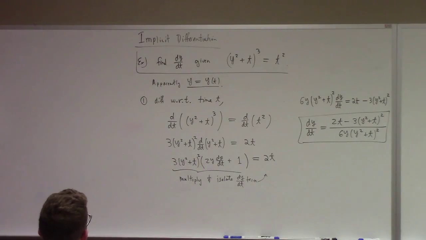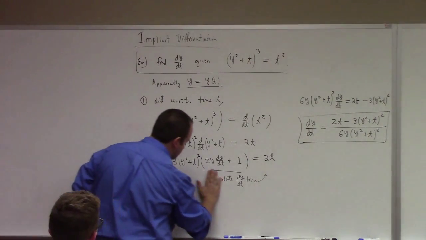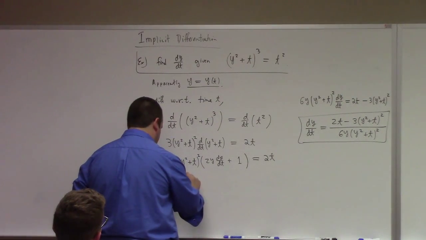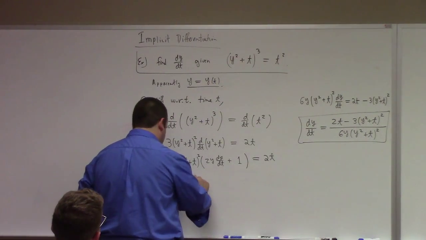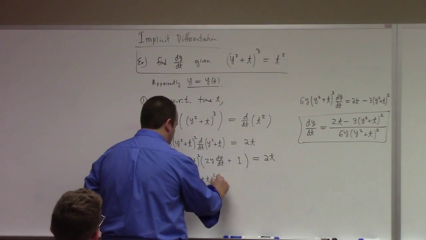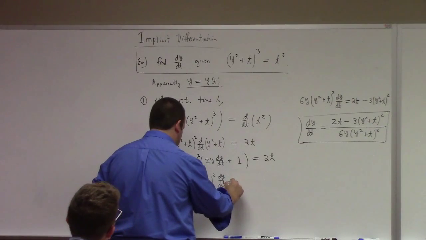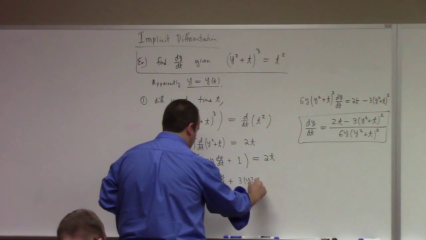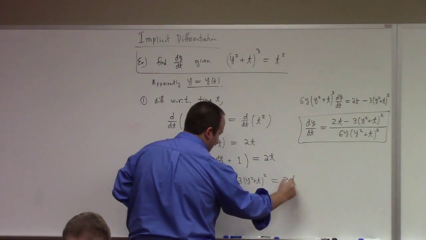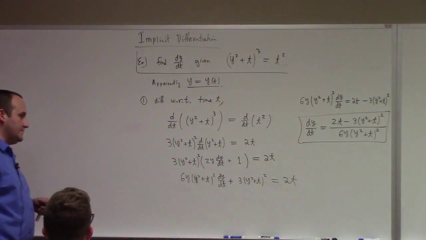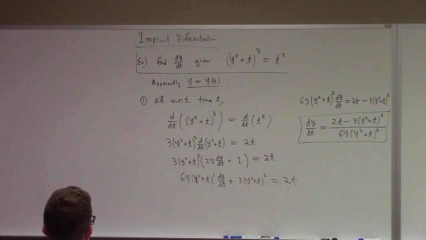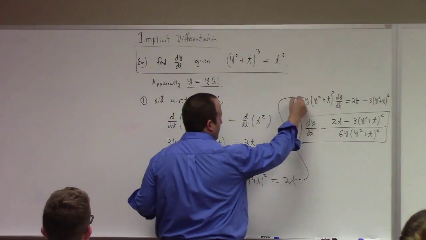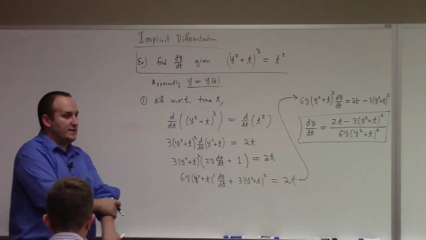Do the second to last step to the last step again real quick. So this gives me 6y times 6y times y squared plus t quantity squared times dy dt plus 3 times y squared plus t quantity squared is equal to 2t. Agree? 3 times 2 is 6. There's a y squared plus t on both terms because it multiplies out, distributes. And then to get from here up to here, I just subtracted the term without the dy dt to the other side.